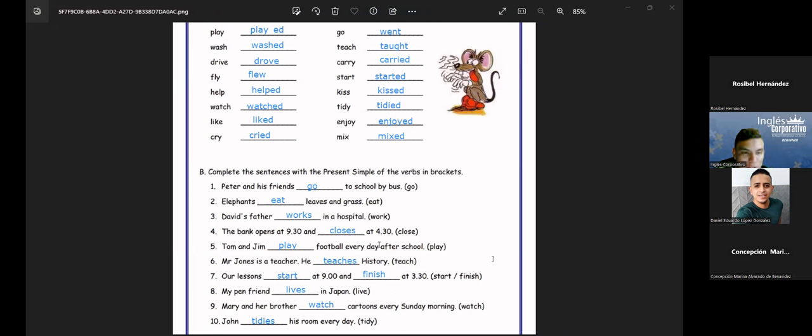Play, played, wash, washed, drove, flew, help, helped, watch, watched, like, liked. And the sentences. Peter, and the second part, is it in present or is it in past? Present simple. Okay.